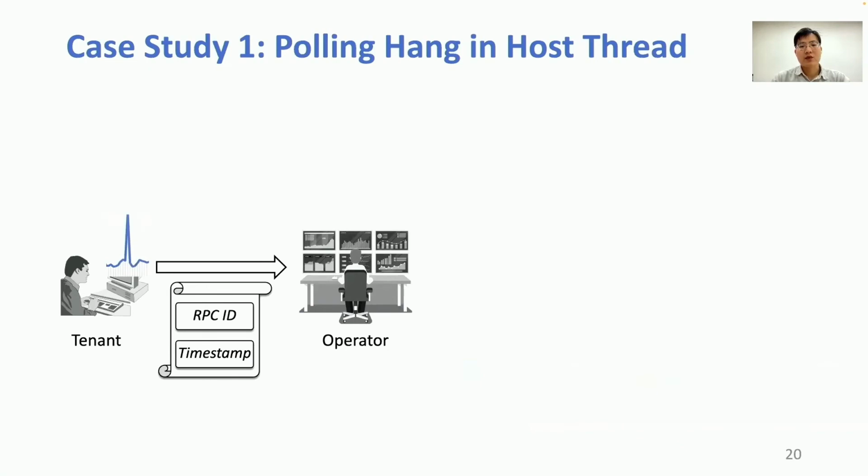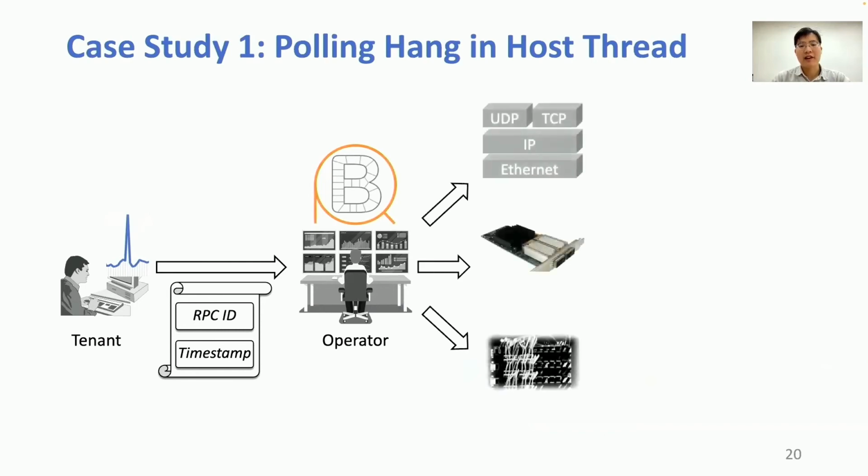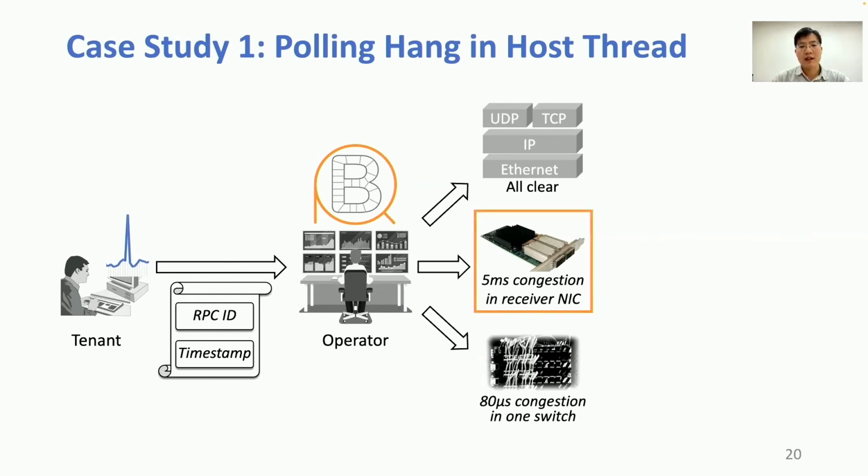Next, we present two real cases that happened in Alibaba cloud storage system to show the effectiveness of BufScope. A tenant encountered RLA and provided RPC ID and timestamp to the operator. BufScope comes to help by retrospecting events in all layers. The stack seems normal. Both the NIC and the network expose congestion problems. Data shows that the NIC congestion is more severe and close to tenant experience.